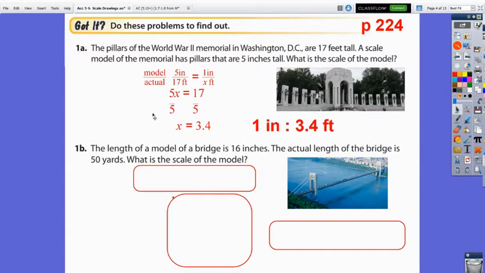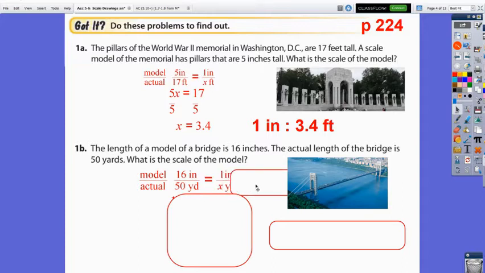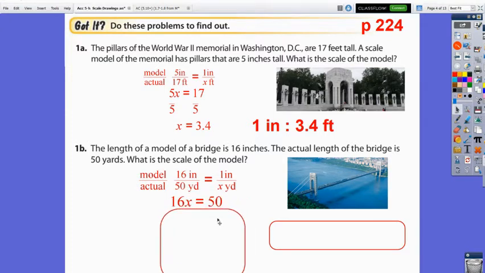So your proportion, model over actual equals model over actual. And that means 16 inches over 50 yards equals 1 inch to x yards. Cross multiply, 16x equals 50, or just divide 50 by 16. These problems, it's okay to just do that. And that comes out to 3.125.